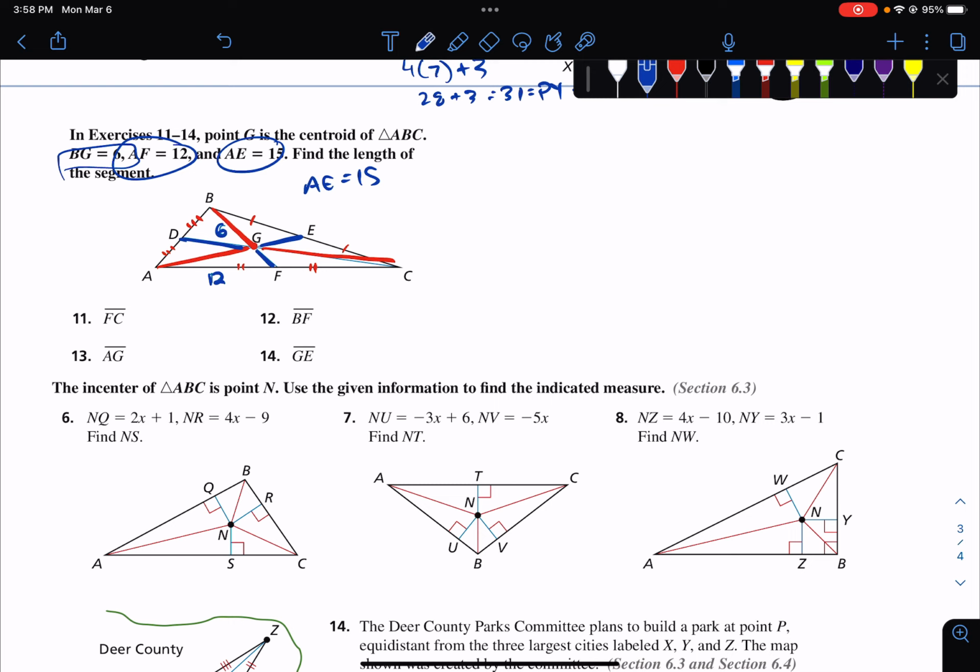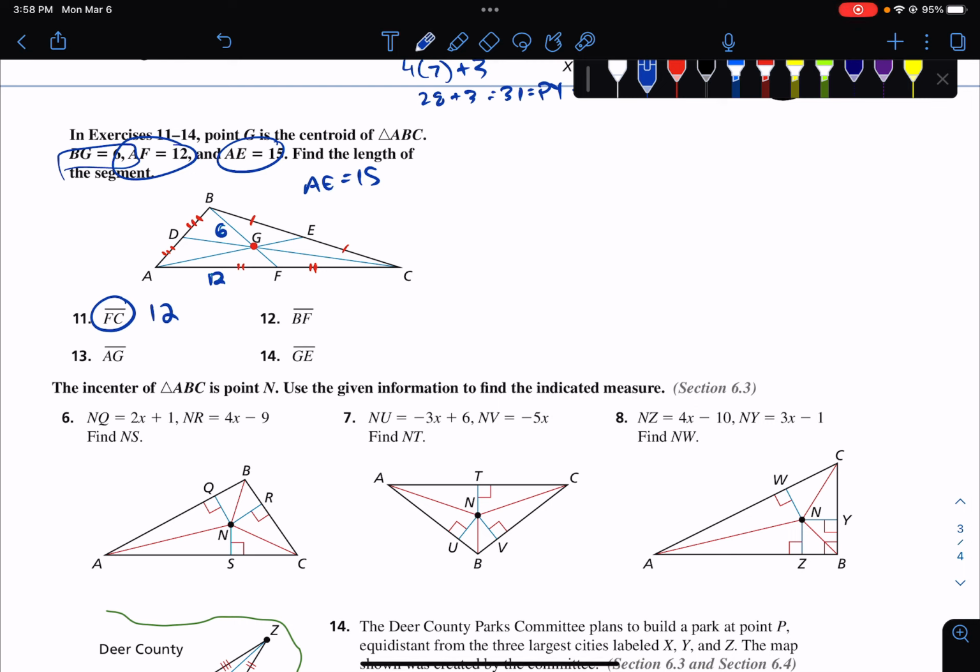So if it asks me to find FC, let me erase some of this because I'm making a mess. FC is this line right here. Well, I know that F is the midpoint, so FC is the same as AF, which I know is 12. So FC is 12.